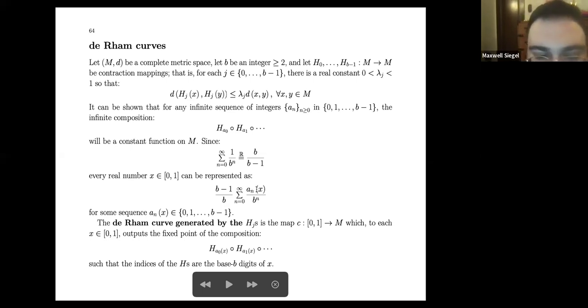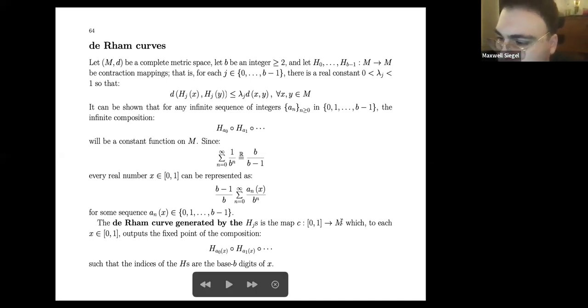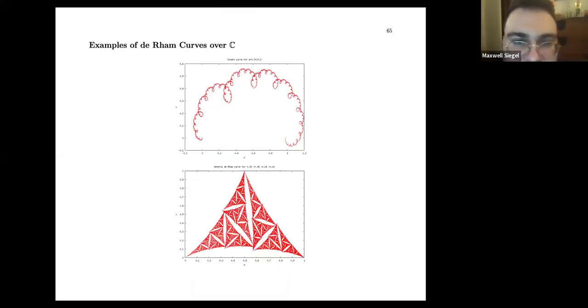When all this is said and done, the de Rham curve generated by the h_j's is the map C from the unit interval to M, which to each x in the unit interval outputs the constant to which the composition sequence from the h's specified by x's base b digits converges. Just here are some examples.